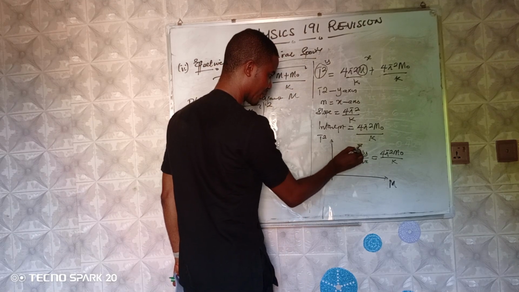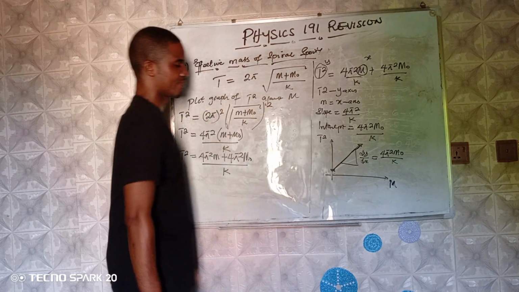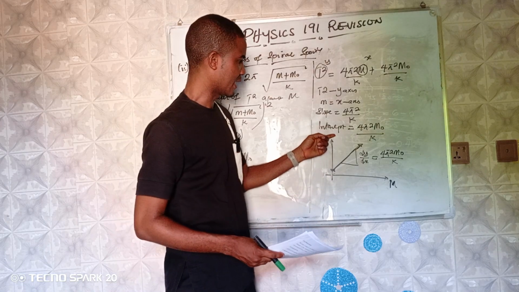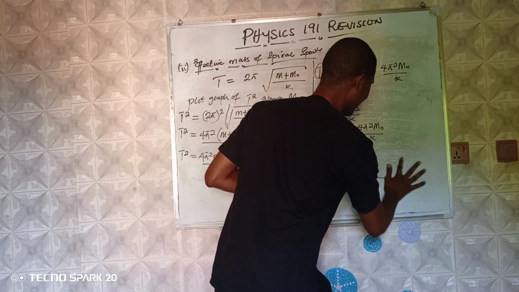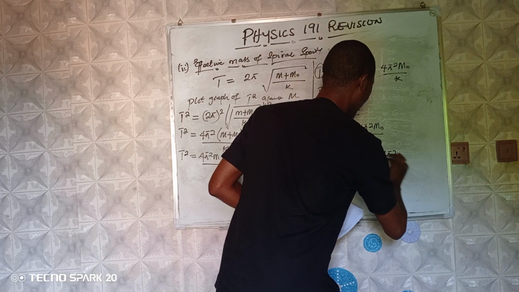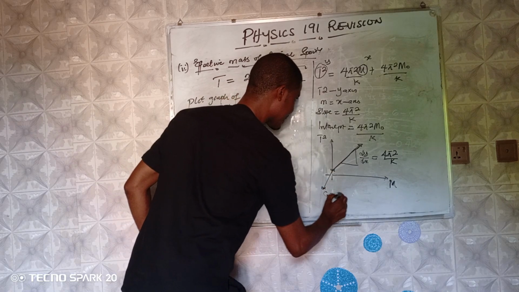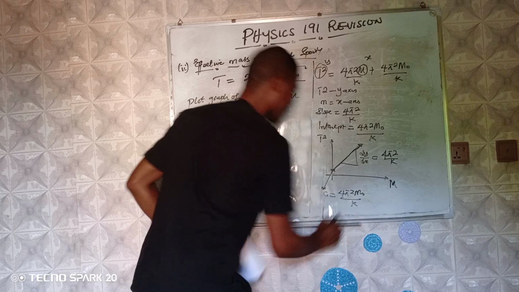The place where the line crosses the y-axis is called my y-intercept. And that is my slope, and this one is my intercept. My slope is 4 pi squared over k, while my intercept, c, is equal to 4 pi squared m0 over k.